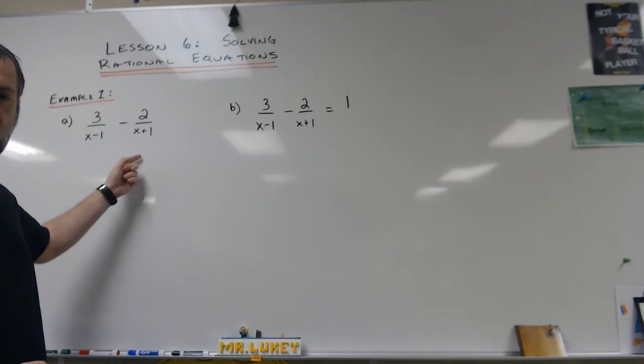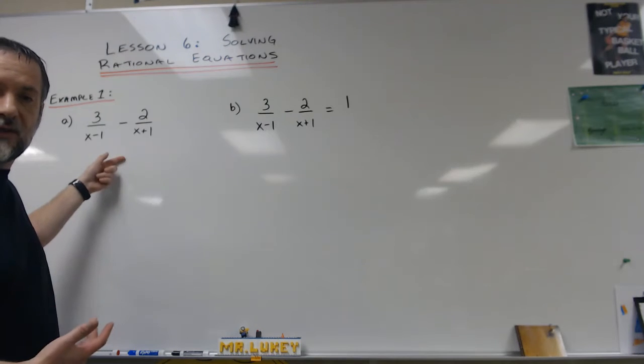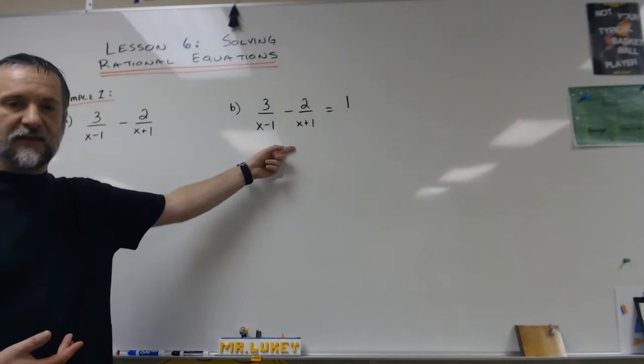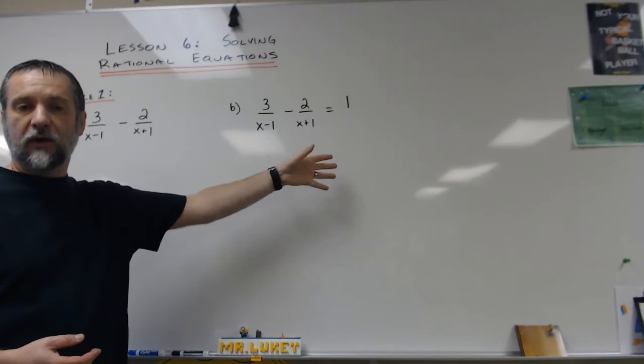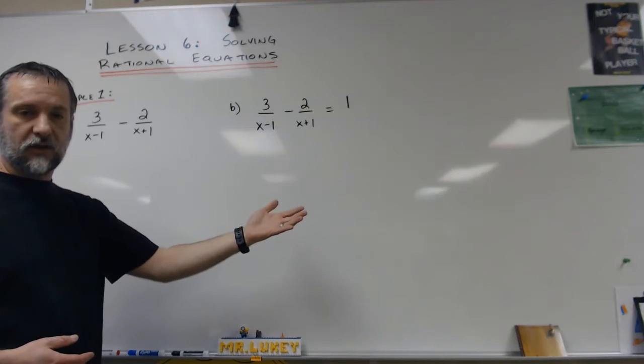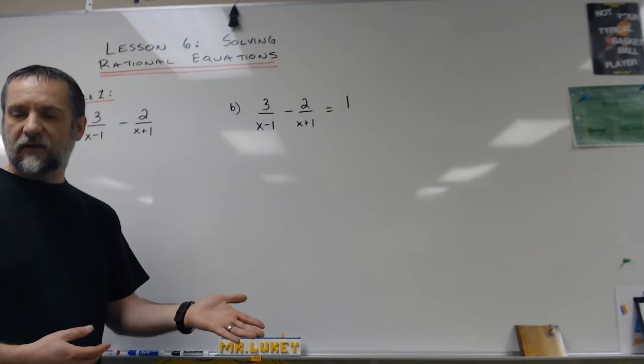So here we have an example one. In A, all it is is an expression, so we can only simplify this. They have a very similar looking one in example B, but they have it equal to 1, which means because it's an equation, now we can solve it. So let's take a look at how these are similar and how these are different.